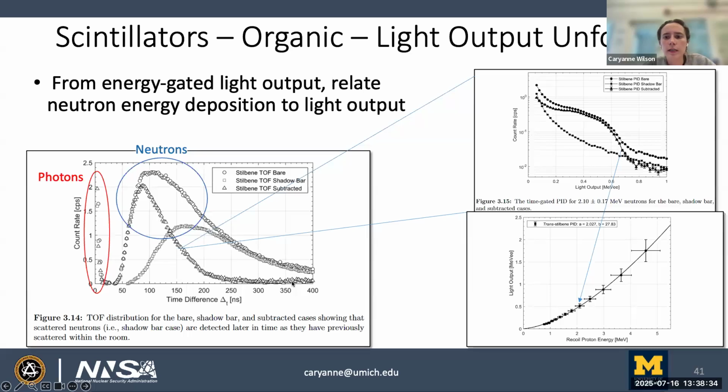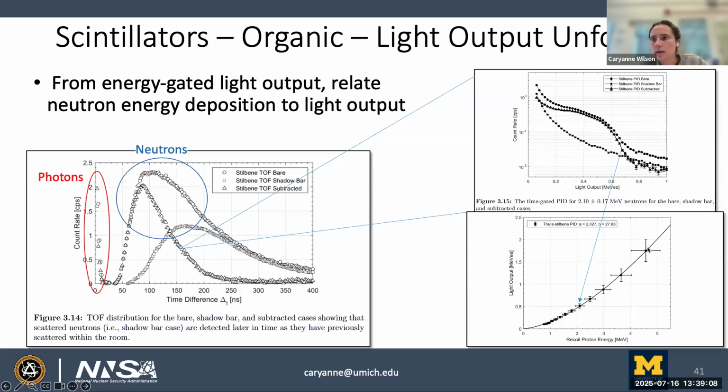So the longer it takes a neutron to travel, the lower its energy is. So if we take this plot and convert it to a light output spectrum, we get this. And as you can see, light output isn't linear with energy, so we need some other function to convert this light output to an energy.